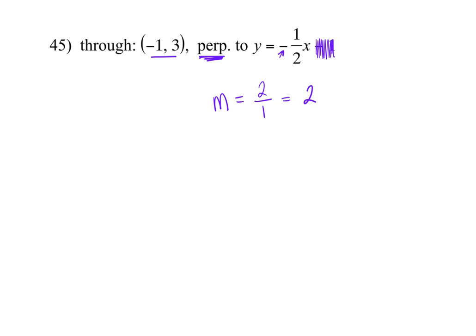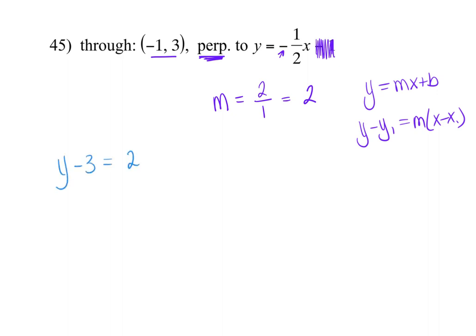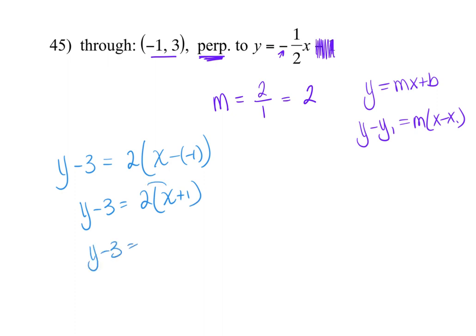Then I am going to do exactly what I did on the prior page. I'm either going to use y = mx + b to solve for b and plug it in, or I'm going to use y minus y1 = m(x minus x1) and then just solve for y. Identical. Whichever way you choose, it's going to give you the same answer no matter how you do it. Distribute. And then add my 3 over.